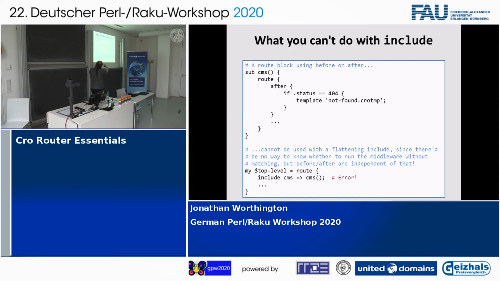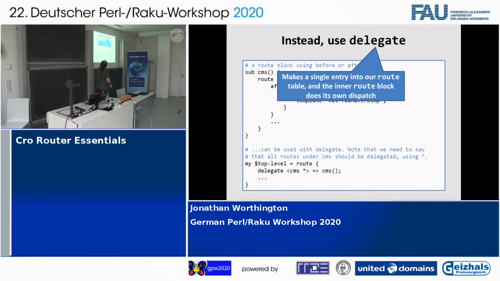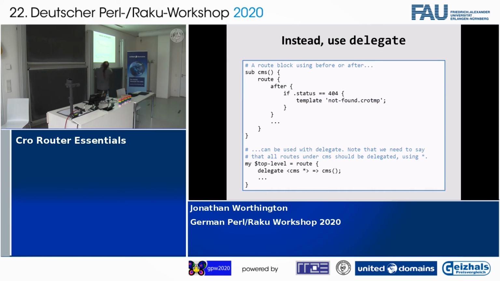Because it can't figure out when it should do this because, well, it doesn't actually know if anything in this block would match. And of course, we don't want to include this and have it sort of splatted over all of the different routes that come from other route blocks that we include. So for this, there is a way of doing it, but instead you want to use delegate.